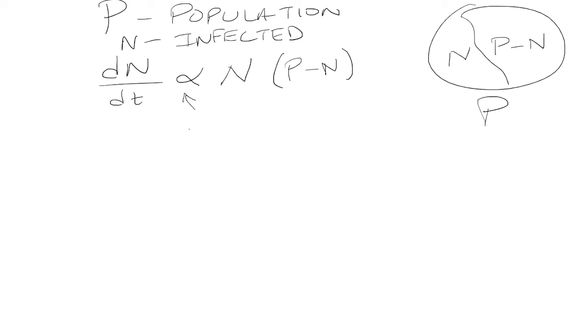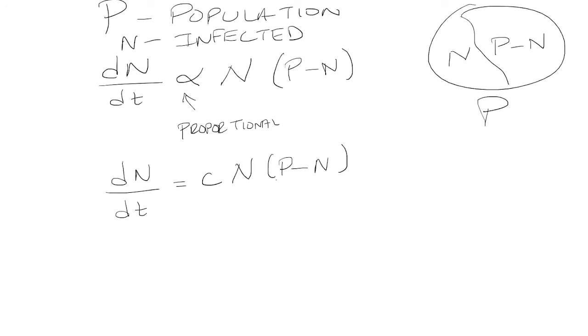So this symbol right here means proportional. Now to set this as an equality, we're just going to replace the proportional sign with equals, and then we're going to put a constant. And so that's going to be c times n times p minus n. And so this is our differential equation.